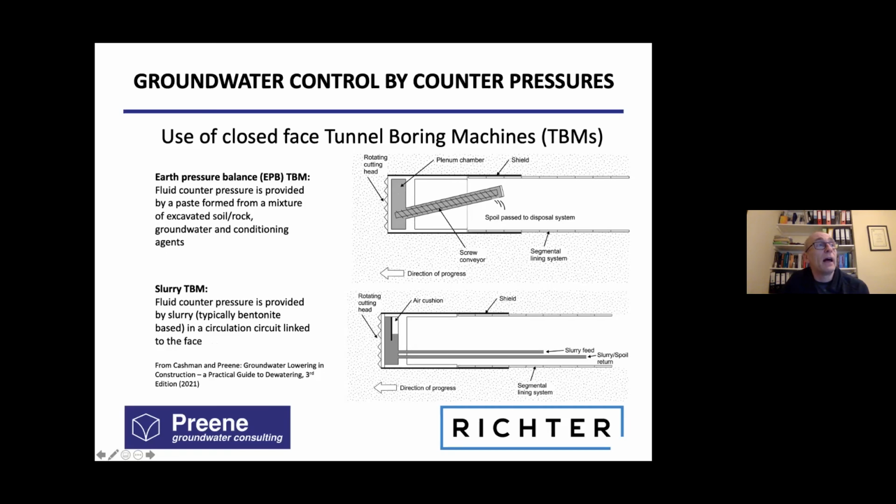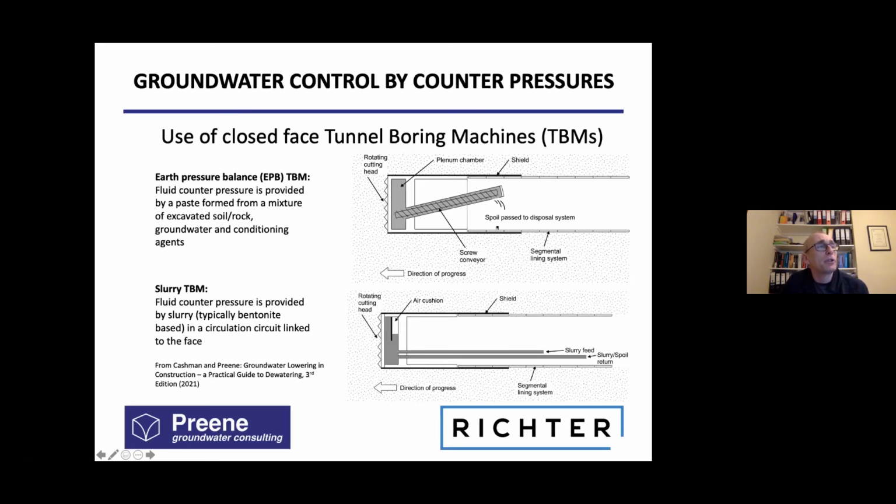And this means then that our workers in the tunnel can work effectively in atmospheric pressure, and broadly speaking, in almost like a factory-like environment. You can be there working in your t-shirt many meters below the groundwater level because you're working behind the pressure bulkhead, but you're relying on this fluid counterpressure approach. There are two types of fluid counterpressure. There's the EPB, or earth pressure balance machine, and there's a slurry machine.